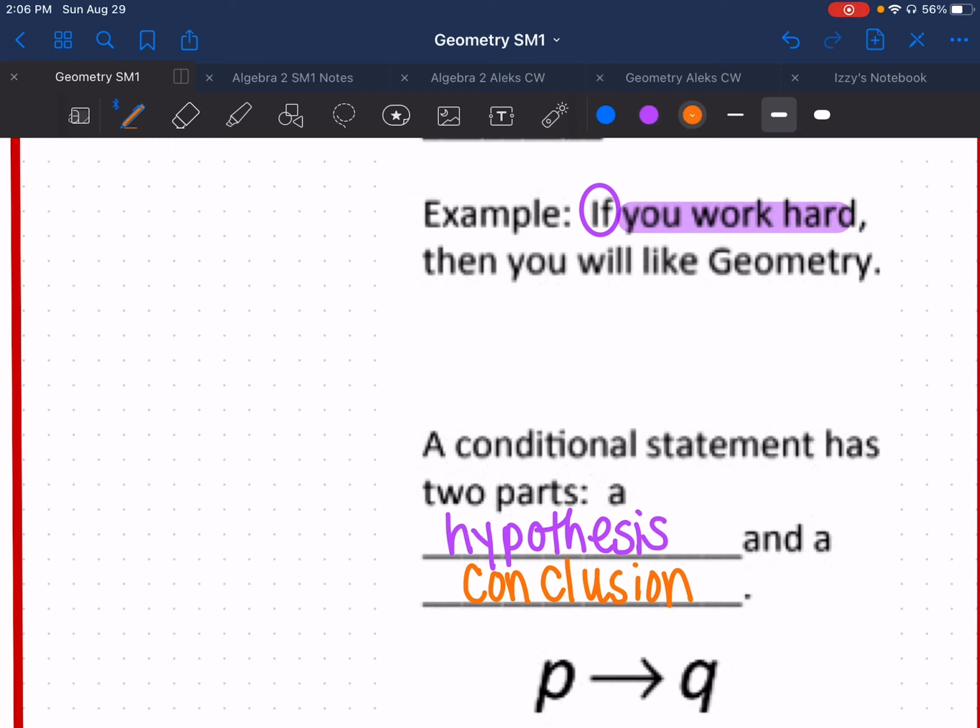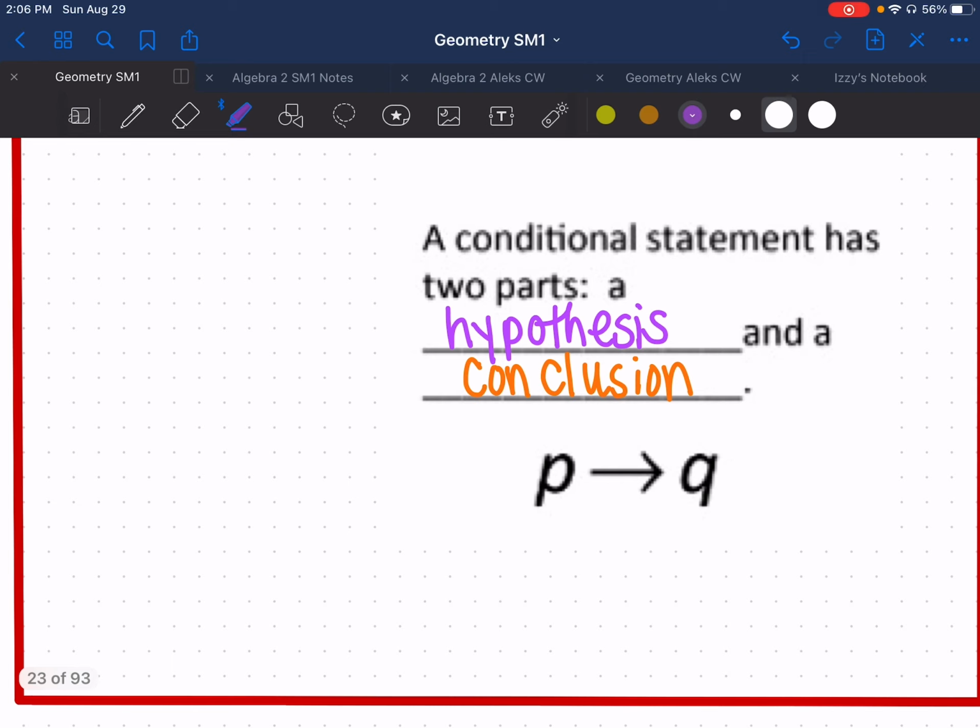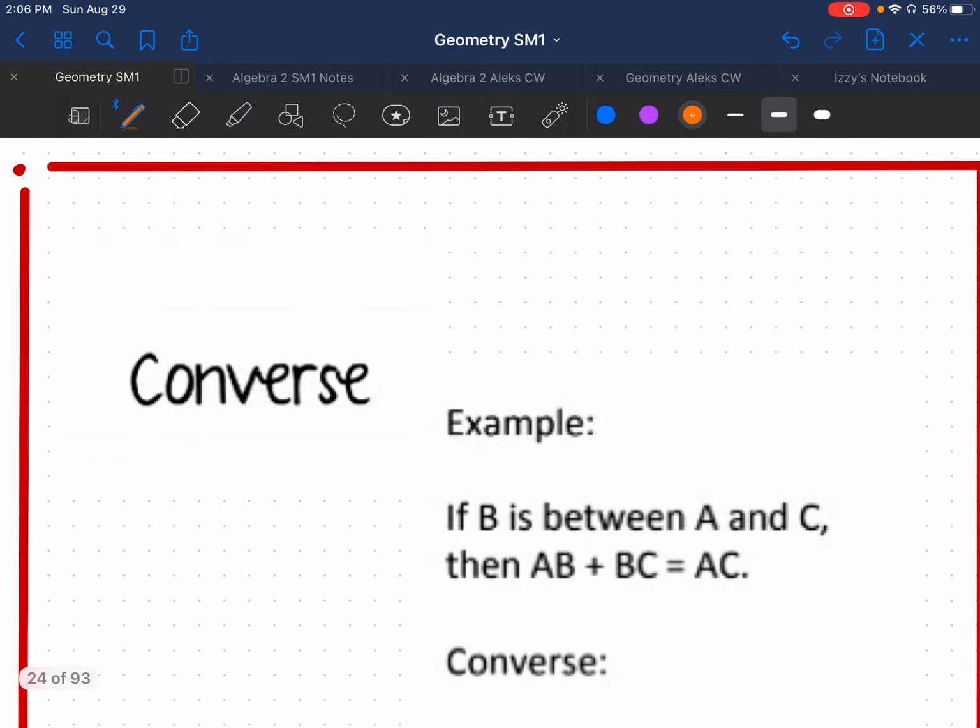You can identify the conclusion by finding the word then. And what's after it, you like geometry to the period, that is my conclusion. So sometimes we think of it as hypothesis, then conclusion. P, then Q. If to then. All right, let's take a look at how we can take a conditional statement and change it.